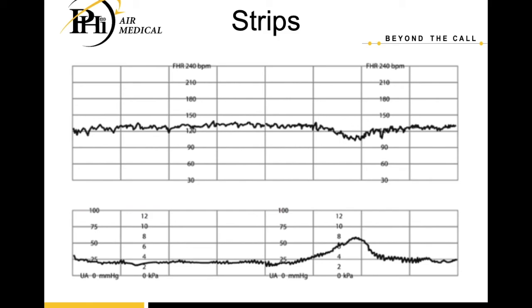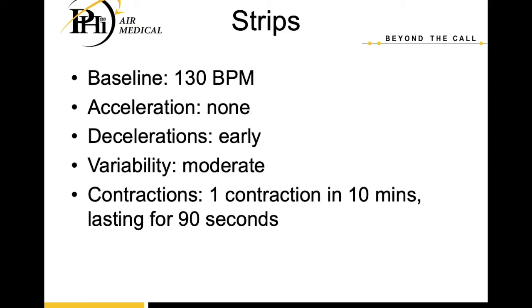All right, hopefully you guys have had enough time. If not, pause the video real quick because we're going to be transitioning to the answer here. So this strip, we have a baseline of 130. We did not have any accelerations. We did see that one early decel. We don't have enough on there to really tell us if it's going to be recurrent or intermittent. Variability was moderate, and then there's only one contraction in that 10-minute period of time on the strip, but it lasted for approximately 90 seconds.